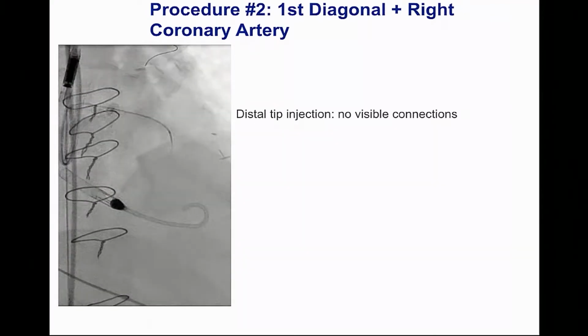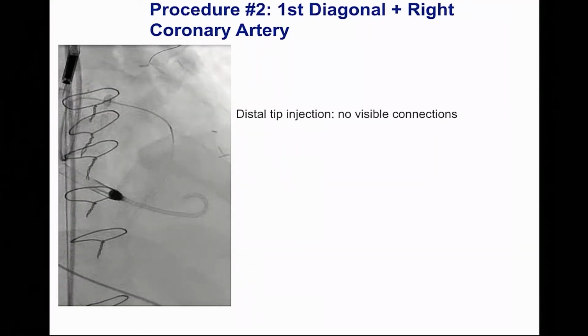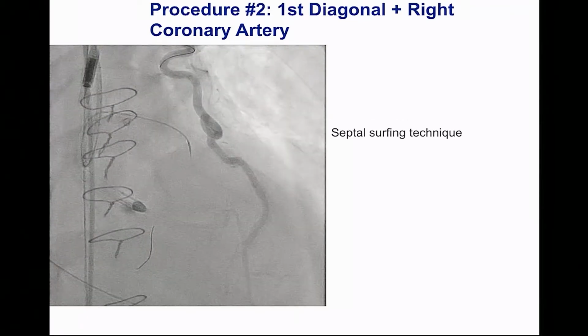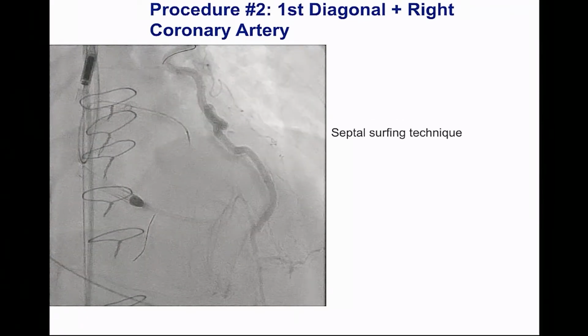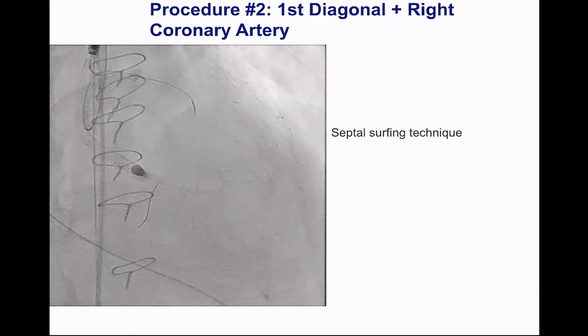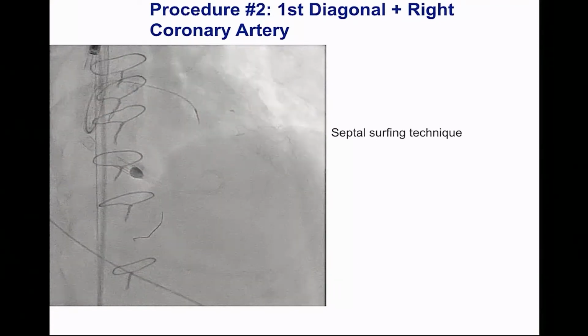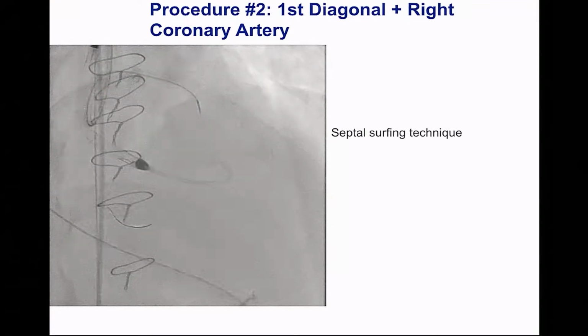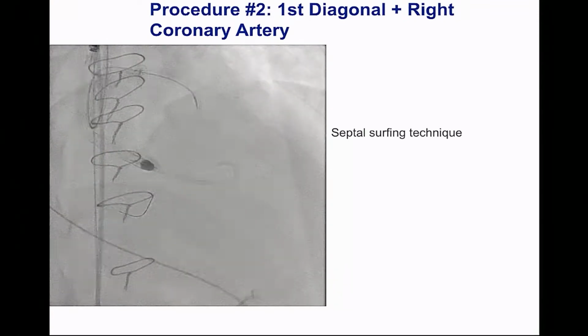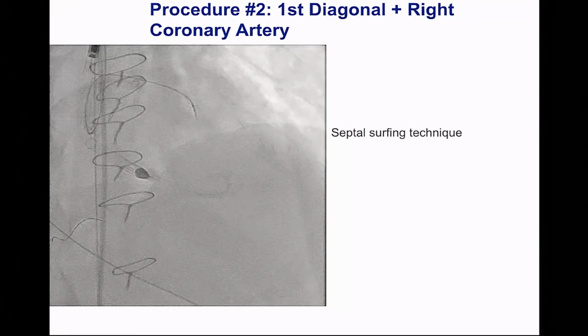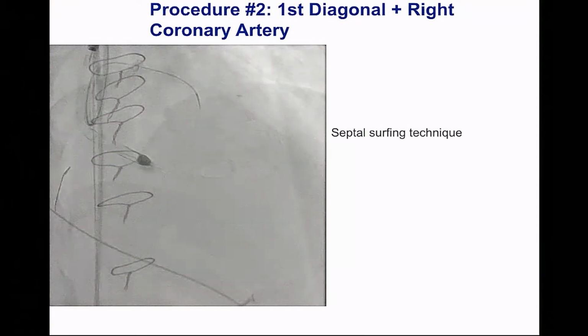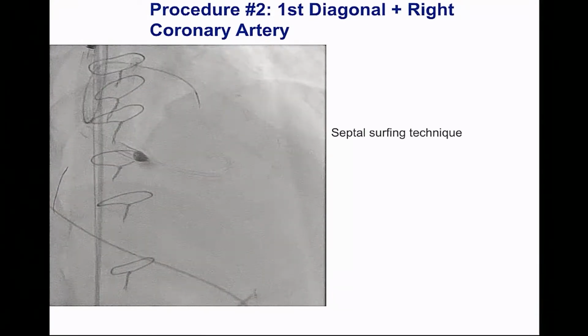However, there were no visible connections towards the RCA. But still, we have the septal surfing technique, and we use the Sion wire to surf those septals. So here, advancing the wire, it's the wrong way, bring it back, advance again. Yeah, it's the RCA, it goes all the way. It's a nice septal surfing.